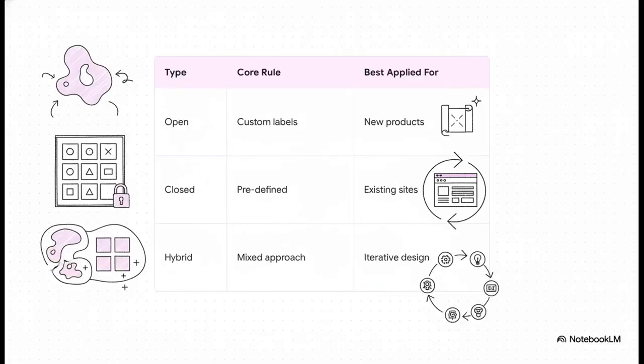Now, what's really interesting about this is how we actually choose our sorting method. It's based entirely on the boundaries of the project. For instance, open card sorting lets users create their own custom labels, which is perfect for brand new digital products. Closed sorting, on the other hand, forces users into predefined categories, which is ideal if you're restructuring or redesigning an existing site. And hybrid? Well, that just combines both for those really highly complex ecosystems.